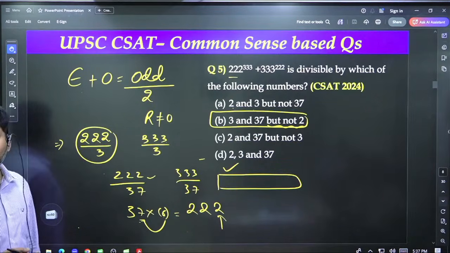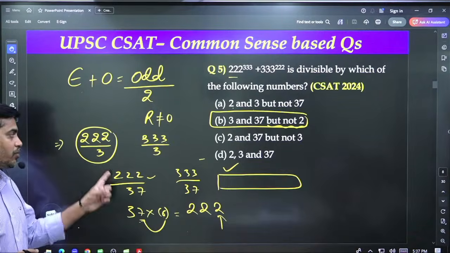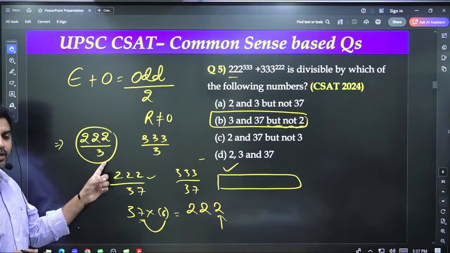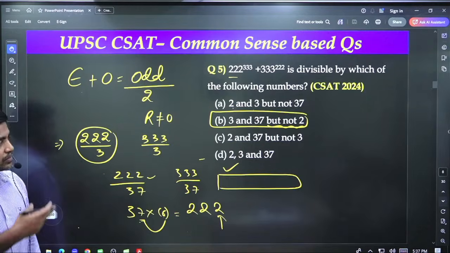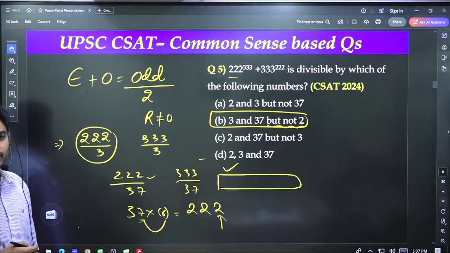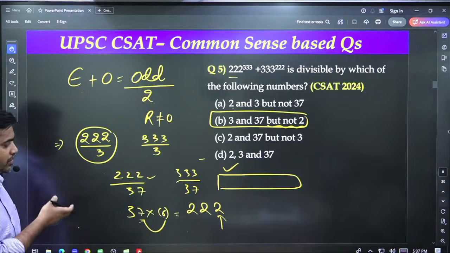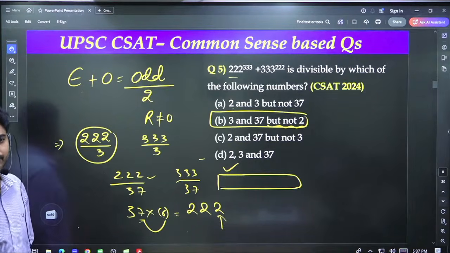So these numbers are divided by 37. This number is divided by 3 also. But this odd number is not divided by 2. Answer is option B. Even basic method is also simple.